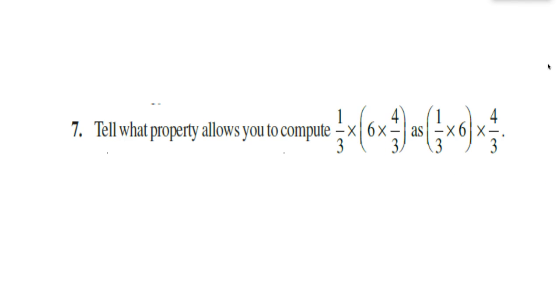Here is question number 7. Tell what property allows you to compute 1 by 3 into 6 into 4 by 3 as 1 by 3 into 6 into 4 by 3. That is A into B into C is equal to A into B into C. Which property is it? Yes, it is associativity.